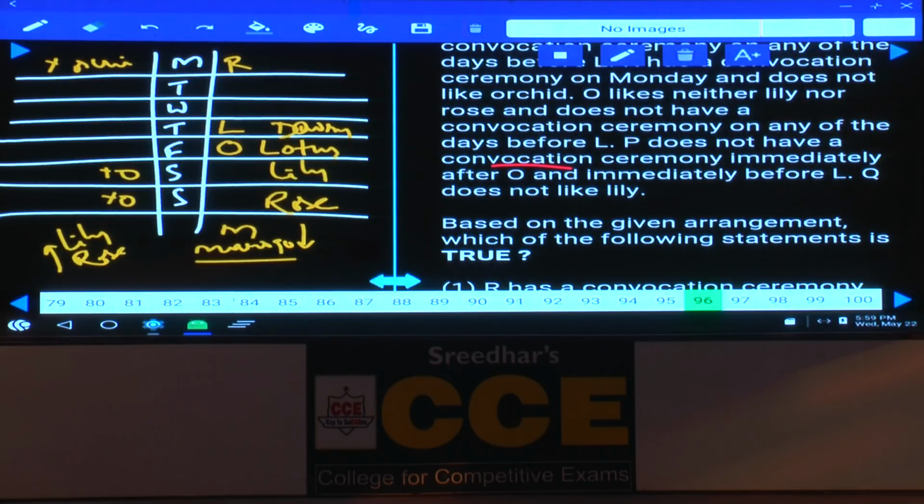Now earlier we have one more piece of information, M and Marigold. Where can we have this M and Marigold? M is here, then Marigold will be here, isn't it? We have taken this information. And P does not have a convocation immediately after O. As P cannot be immediately after O and immediately before L, P must be here. If P is here, Q does not like Lily, so Q is here. If Q is here, tell me who is the person left over? N is the person left over. Then R and M: this R does not like Orchid, this M likes Orchid. If M likes Orchid, then what is the other thing left over here? Jasmine. Now this R likes Jasmine.